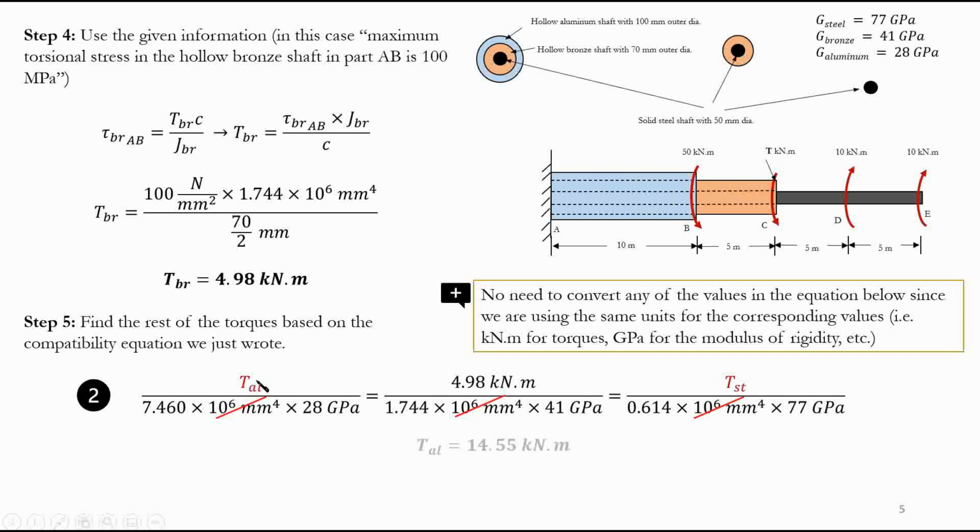And you can easily find T aluminum and T steel, right? Like that. And of course, the units are consistent. That's why this is also kilonewton meter, and this is also kilonewton meter. Again, just to emphasize this point, no need to convert any of the values in the equation below, since we're using the same units for the corresponding values, right? Kilonewton meter for torques, GPa for modulus of rigidity, and so on.